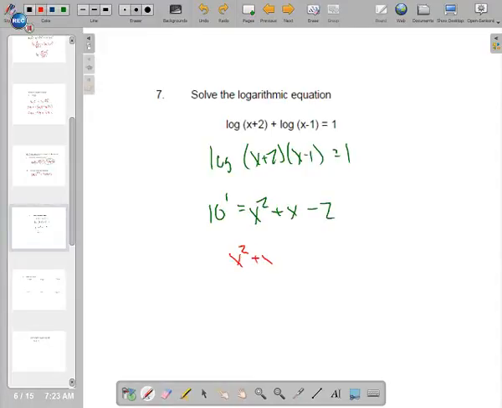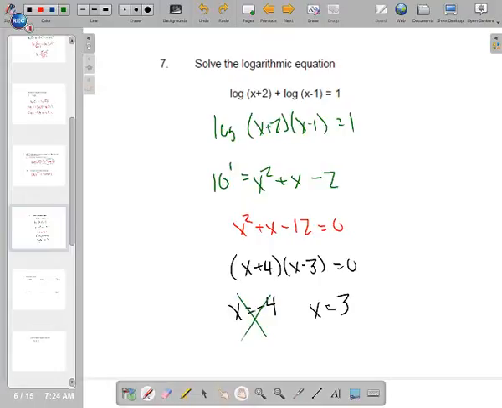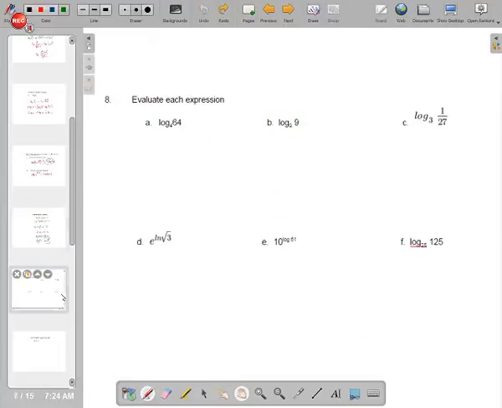I can get everything on one side, and now I can factor. What multiplies to negative 12 and adds to 1? x plus 4, x minus 3. So x either equals negative 4 or x equals 3, but you've got to be careful. It is possible that these are not in the domain. Negative 4, if you do negative 4 plus 2, you get negative 2, and you can't take the log of negative 2. You could take the log of 5, and you can take the log of 2, so this works. x equals 3 works. Negative 4 is extraneous. It's not in the domain.